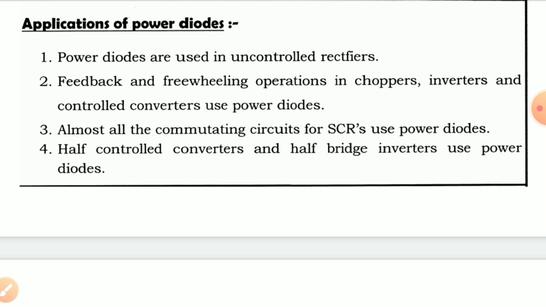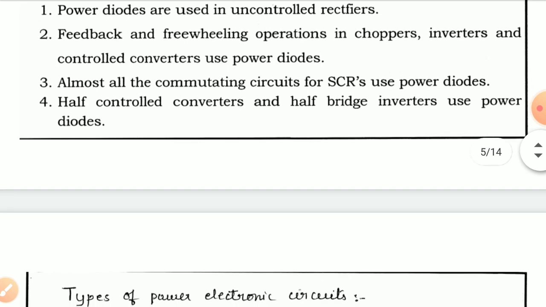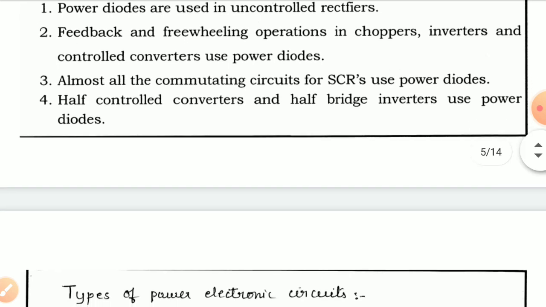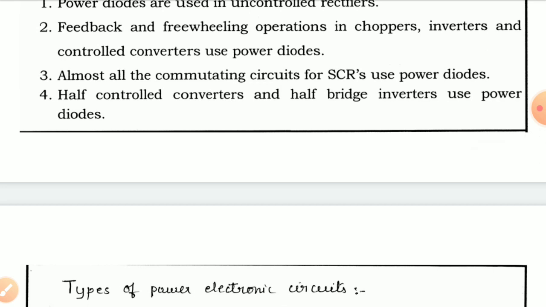Then almost all commutating circuits for SCRs use power diodes. Once the SCR is turned on, we do not have control on its turn off. To turn off the SCR we use commutation circuits, and in such commutation circuits we use the power diodes. Half controlled converters and half bridge inverters also use the power diodes. So that's about the power diode.